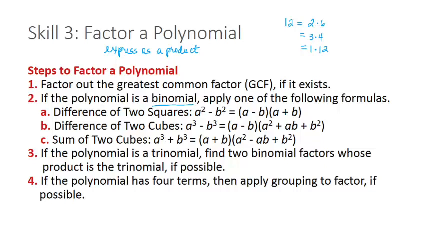It could be the difference of two squares, which is a squared minus b squared equals a minus b times a plus b. Remember that the product of conjugates gives us a difference of squares. Could be the sum or difference of two cubes. So a cubed minus b cubed is a minus b times a squared plus ab plus b squared. A cubed plus b cubed is a plus b times a squared minus ab plus b squared.